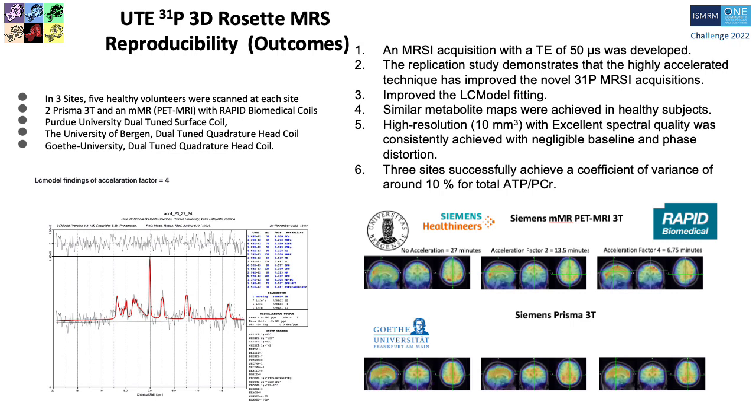Also, acquiring ultra-short echo time improved the LCModel fitting. And we demonstrated that we can achieve similar metabolite maps in healthy subjects. High resolution with excellent spectral quality was consistently achieved with negligible baseline and phase distortion, and the sites successfully demonstrated a coefficient of variance of around 10% for the total ATP to creatine ratio. As illustrated, you can see the 4 times accelerated spectra and also the metabolite distribution with 3 different accelerations, successfully achieved at 2 different sites.